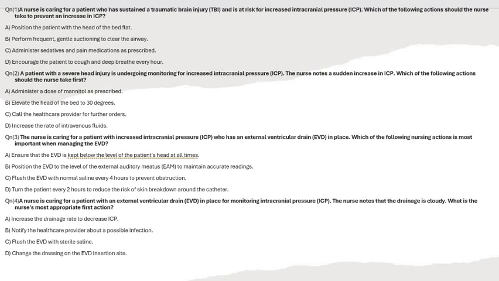I hope you guys can see this, but it says question number 1. A nurse is caring for a patient who has sustained a traumatic brain injury and is at risk for increased ICP. Which of the following actions should the nurse take to prevent an increase in ICP? I'll let you read. Position the patient with the head of the bed flat. Don't want to do that.